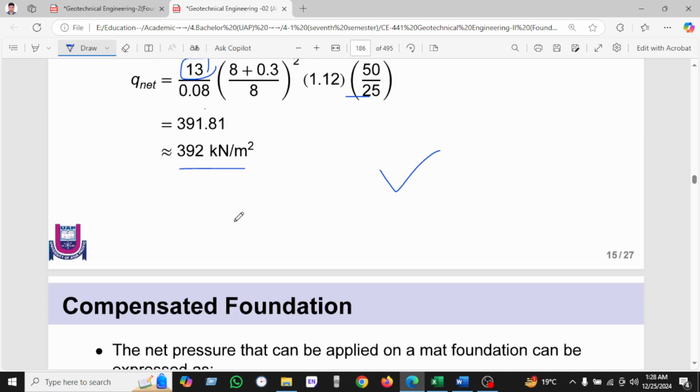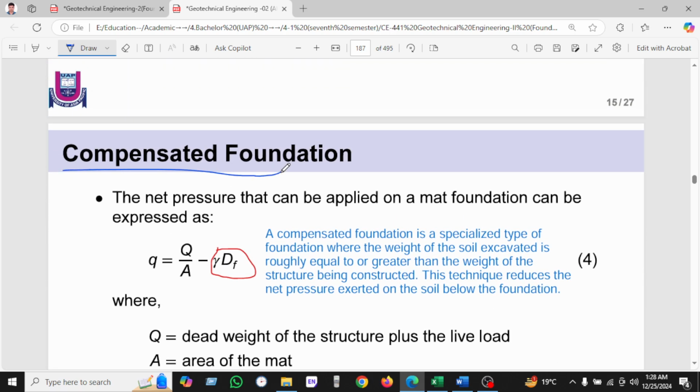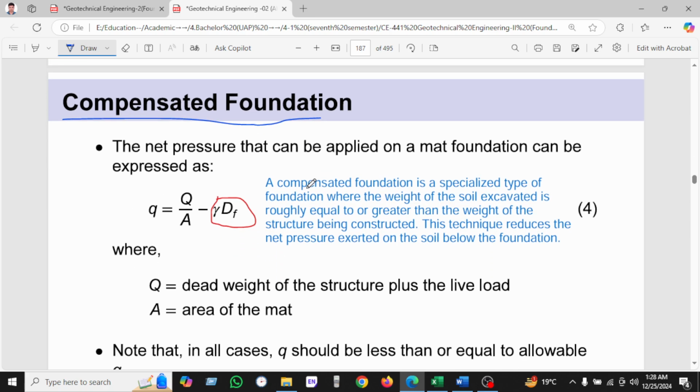Okay, now we will go to the compensated footing. Before we go into the compensated footing, we want to know what a compensated footing is. The compensated foundation is a specialized type of foundation where the weight of the soil excavated is roughly equal to or greater than the weight of the structure being constructed, and this technique reduces the net pressure on the bearing soil below the foundation.